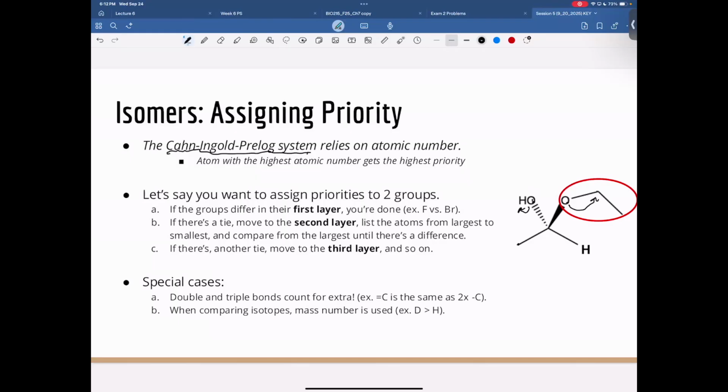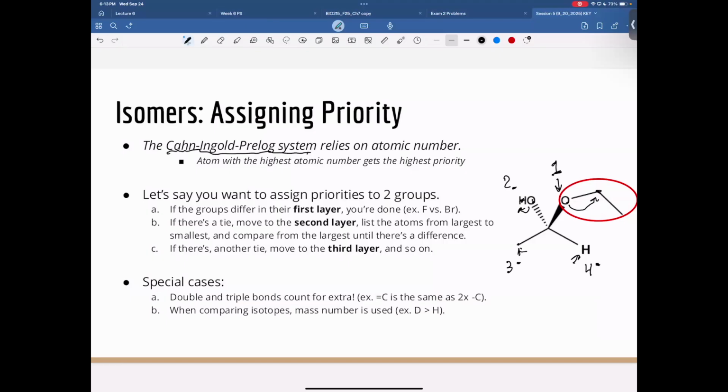Over here, this oxygen is connected to a carbon, and over here, this oxygen is connected to a hydrogen. The carbon has a higher atomic number than hydrogen. So this side will have the highest priority. That's our 1, and this will be our 2. Okay, and then down here, we have a carbon and a hydrogen. Carbon is a higher atomic number than hydrogen, so that will get our 3, and the hydrogen will get our 4. It's very important when you're trying to determine R or S that you can determine which molecule has the highest priority. And you always want to write out the numbers like this.